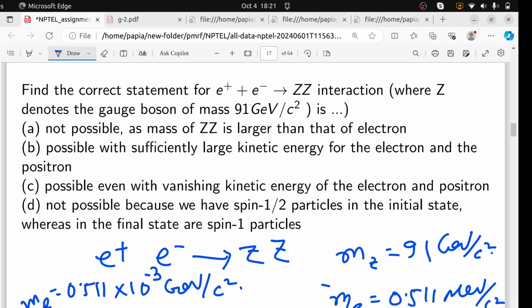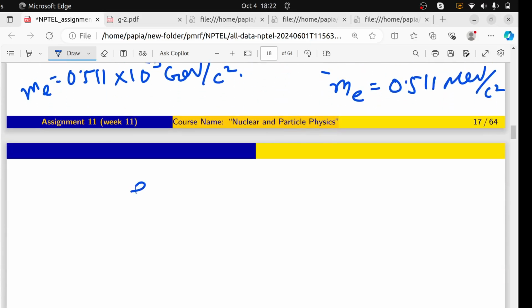Now come to option A. Not possible, I mean this interaction is not possible as the mass of ZZ is larger than that of the electron. Okay, let me write it here again properly.